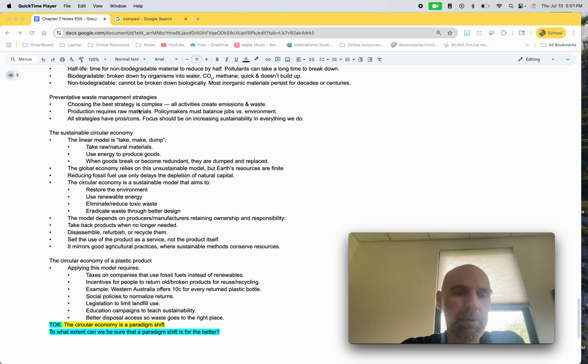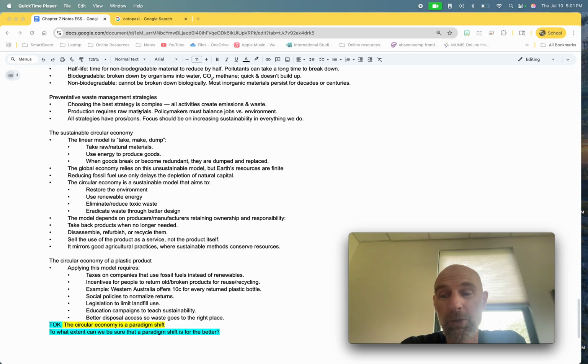Examples. Western Australia offers 10 cents for every returned plastic bottle. We kind of do that in the United States, too, but at a certain point, you just don't return the bottle. It just becomes cost prohibitive. Social policies to normalize returns. Legislation to limit landfill use.